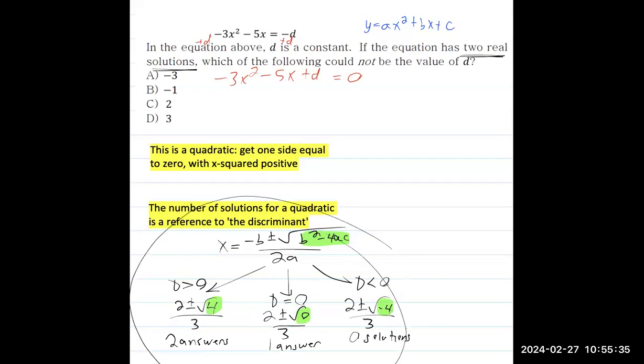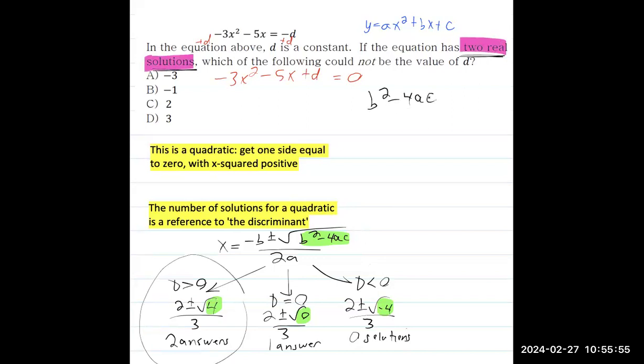Now, these numbers here have nothing to do with this question. They're just examples to show you what happens if the discriminant, the part under the radical, is positive, 0, or negative. So in this question, because we're told that we have 2 real solutions, we're basically being told that the discriminant, b squared minus 4ac, is positive, so greater than 0. And the a in our situation is the minus 3, the b is the minus 5, and the c is the letter d. So these a, b, and c's are referring to the locations. They're not the actual letters.